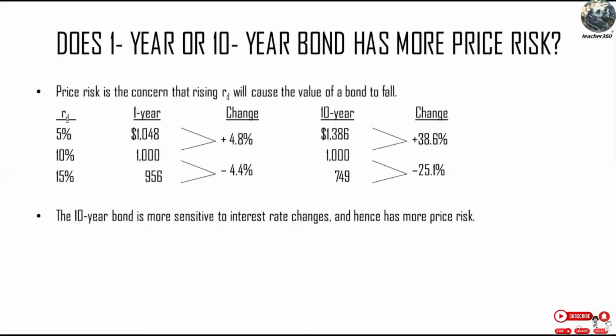But for the 10-year bond, the changes are more significant. When interest rate increases from 5% to 10%, the change in the 10-year bond is 38.6%. When it increases from 10% to 15%, the change is negative 25.1%. Then we can say that the bond price is more sensitive to interest rate in long-term bonds.